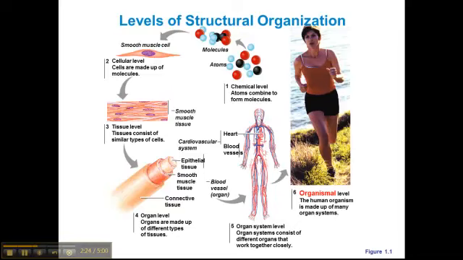An organism requires all of the organ systems functioning together. The organismal level, therefore, is made of many organ systems. This will be the majority of what we will talk about. Now we'll do a brief overview of some of the different organ systems we might see.